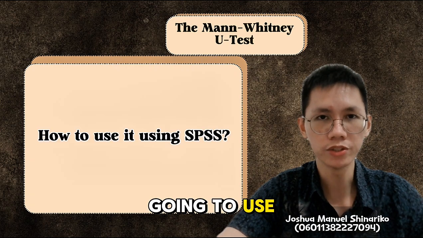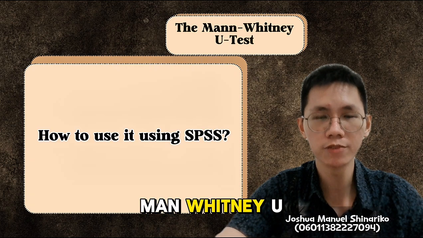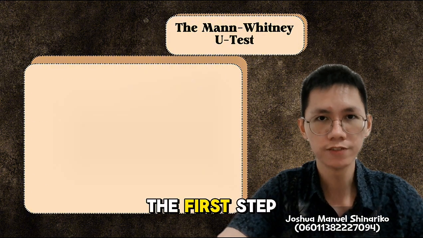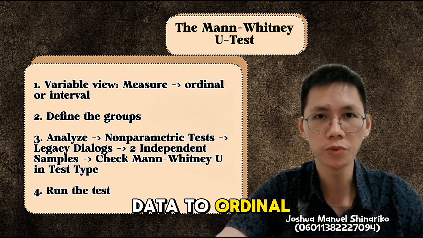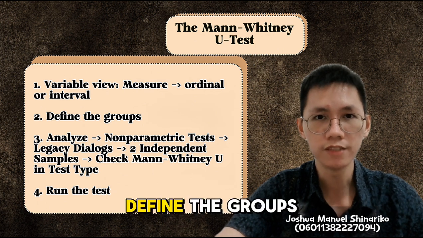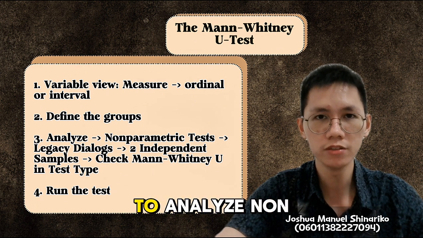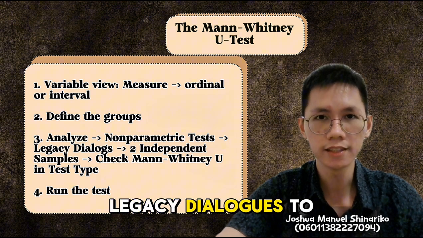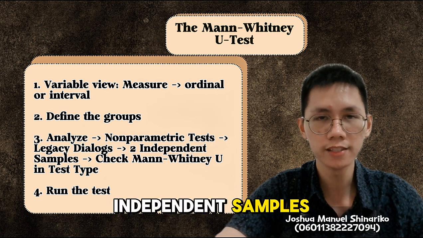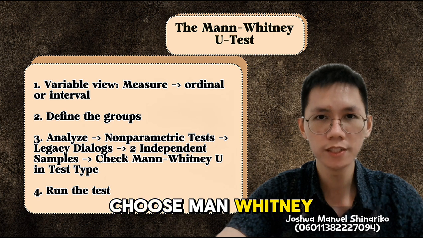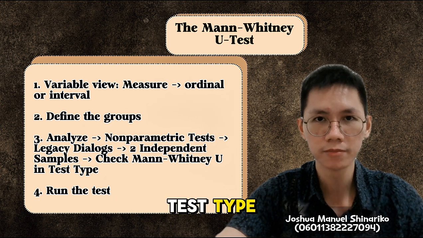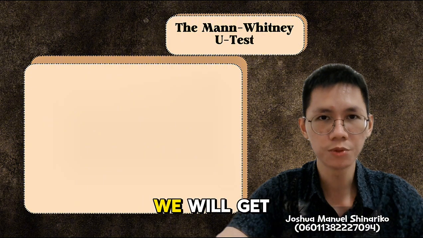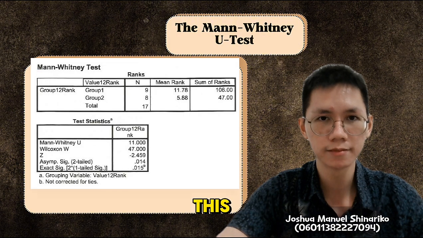Now we are going to use SPSS to perform the Mann-Whitney test with the same question as before. The first step is set your data to ordinal or interval, define the groups, and then go to Analyze, Non-Parametric Tests, Legacy Dialogs, Independent Samples. Choose Mann-Whitney U as the test type, then run the test. After doing those steps, we will get the result like this.